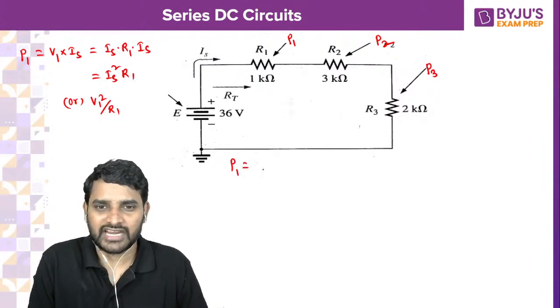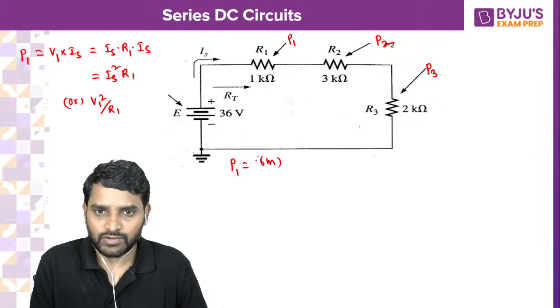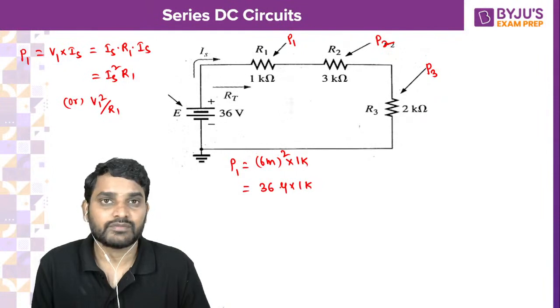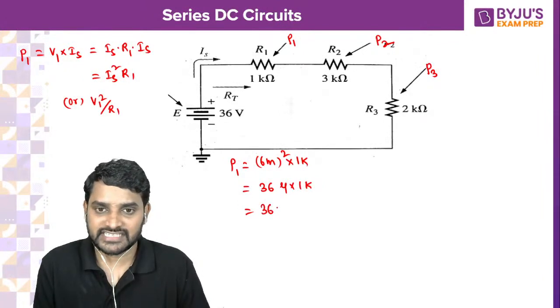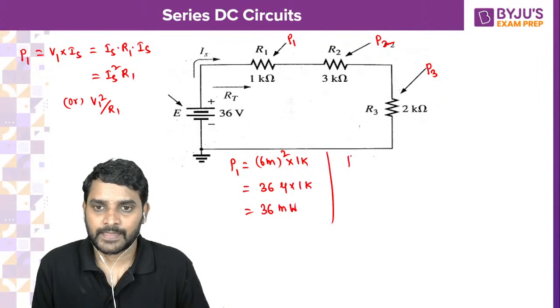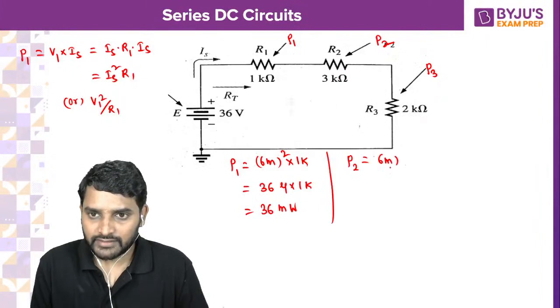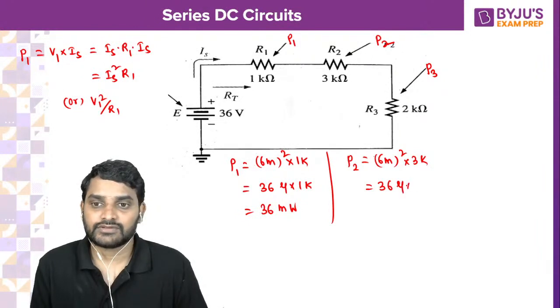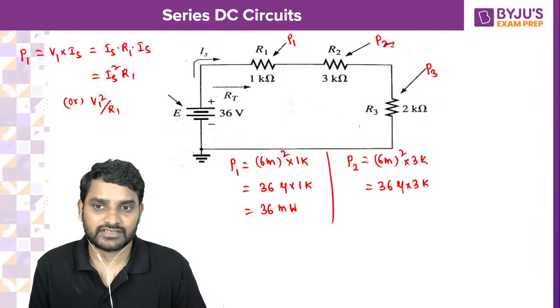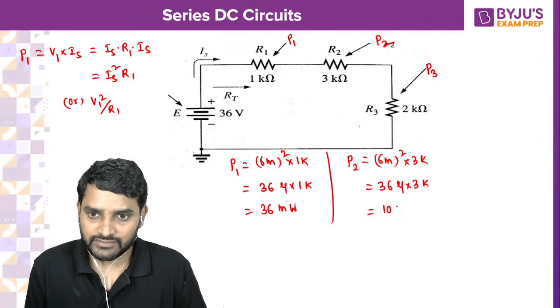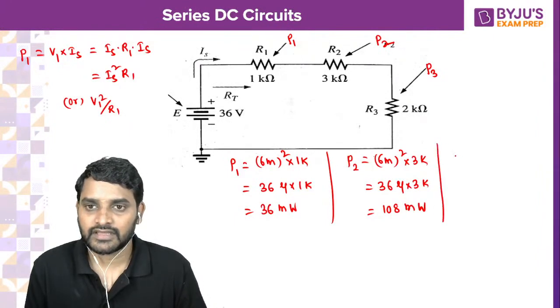I have got current, so current is very easy. So 6 milli whole square into resistance, that is 1 kilo. So 36 micro into 1 kilo. Kilo micro gets cancelled, then you will get 36 milliwatts. P2 is 6 milli whole square into resistance, that is 3 kilo. So again 36 micro into 3 kilo. Kilo micro gets cancelled, you will get milli. So 36 into 3, 3 6 are 18, so 108 milliwatts.